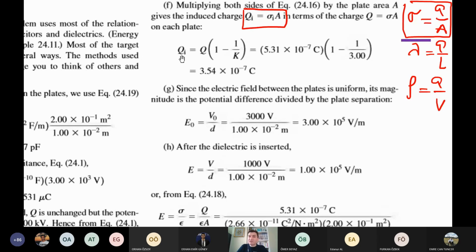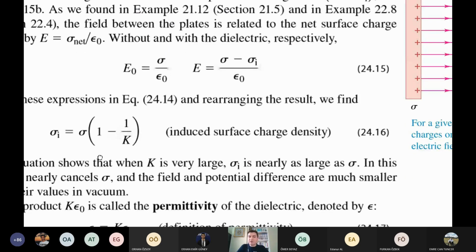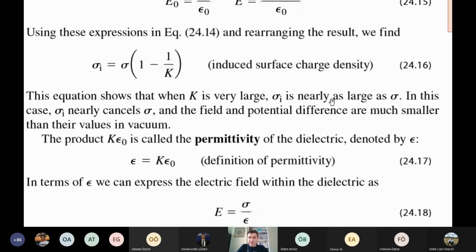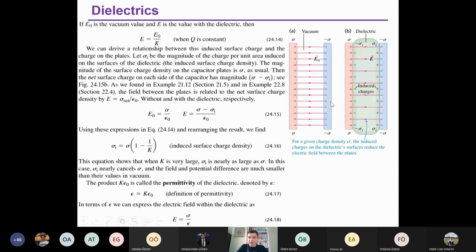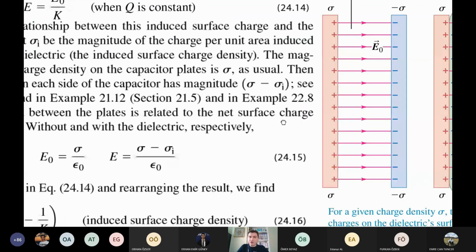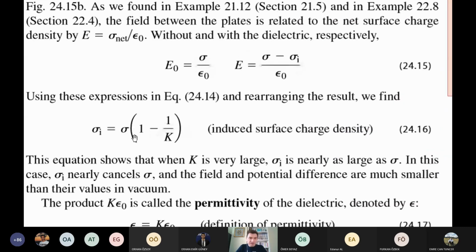How do we have this relation? Let me go back. You see, induced surface charge density. Here we have sigma induced. Here we have sigma, the initial surface charge density. Here we have sigma, and here we have sigma I, you see. And we have this relation in between. This relation is given with 1 minus 1/K. And remember the formula here.